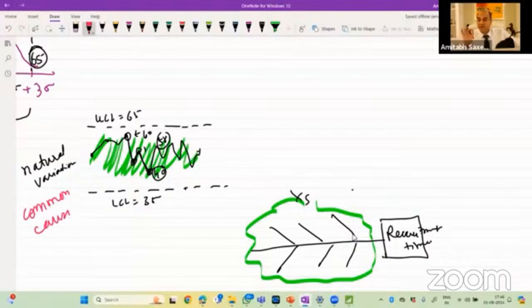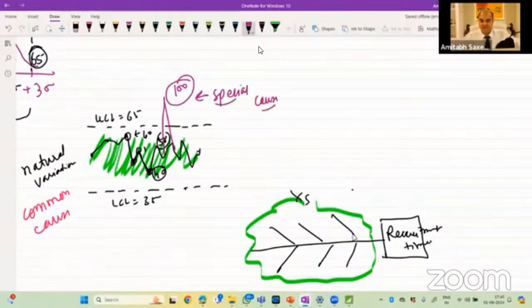Now, don't manage the common cause variation. Going up, feeling worried; going down, feeling happy. That's not the right thing to do. Now, let me tell you when you should worry. Let's say it suddenly becomes one recruitment took 100 days, then you should take an action. This is known as special cause variation.